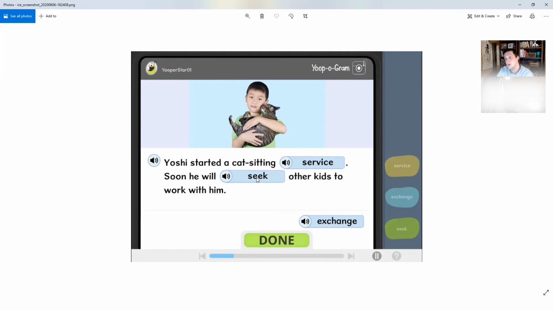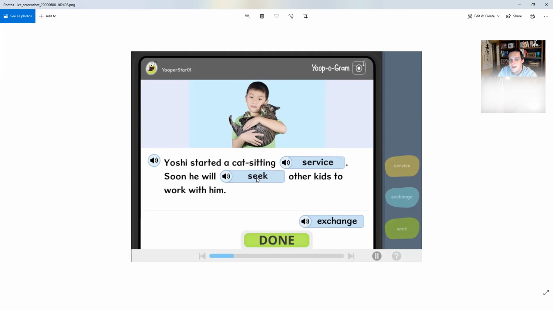So he's helping others to watch their cat. Maybe if they want to go away to play, then they don't want to take their cat. But you don't want to leave your cat at home because the cat goes meow, meow, meow. The cat has no one to play with. So you let someone else help you watch your cat. So he's got a cat sitting service, and soon he will seek or look for other kids to work with him or to help him watch cats.